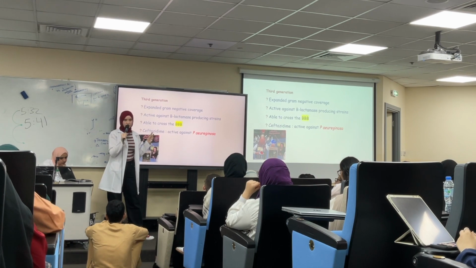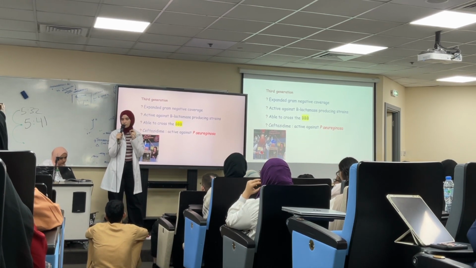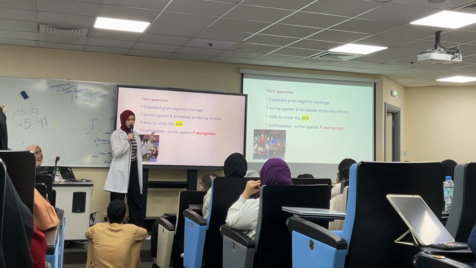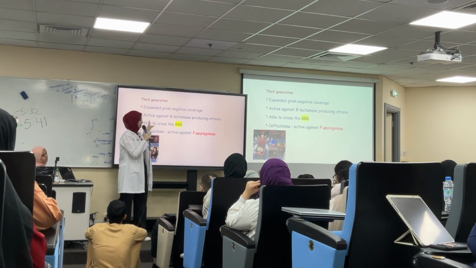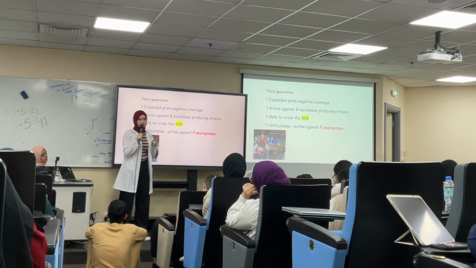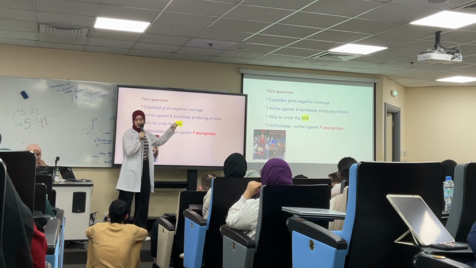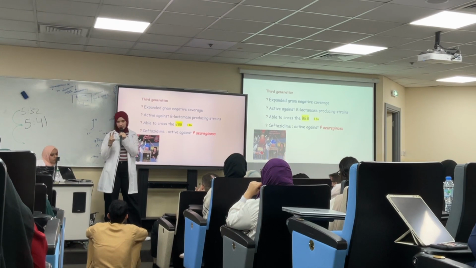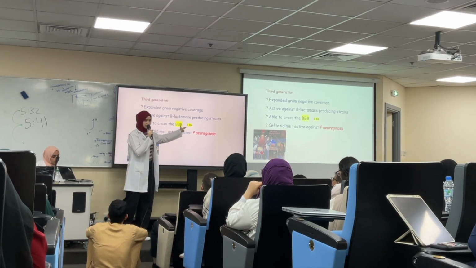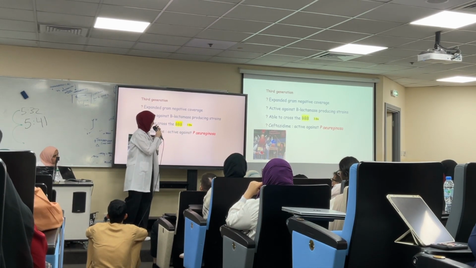Okay. For the third generation, the first thing that needs to pop in your mind is treating meningitis. The third generation cephalosporins target meningitis as a first line drug. Why? Because they cross the blood-brain barrier. So the mnemonic for it is the 3 B's. It crosses the blood-brain barrier. 3 for the third generation.